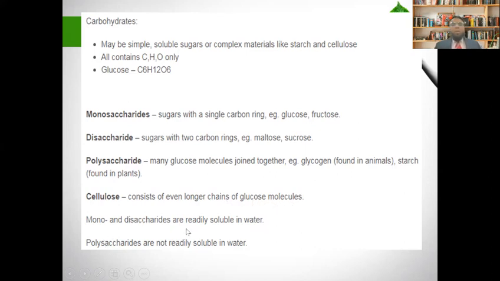Mono- and disaccharides are readily soluble in water. Polysaccharides are not readily soluble in water.